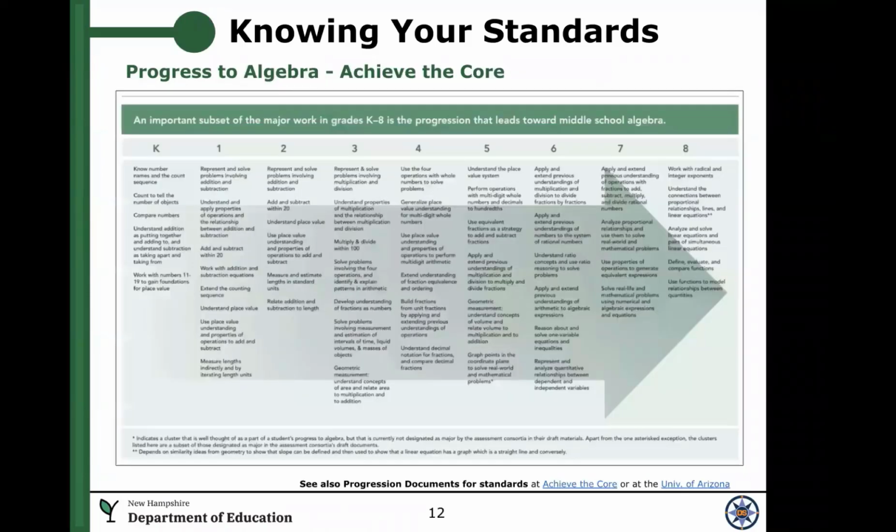For each one of these, there's also a progression on the second page. So you can see from K to 8 what the progression of skills is. It's important to note that this is an algebra progression. We know as middle school teachers that algebra is the end game, right? We want all our kids ready for algebra so that when they get into high school, they are able to enter with the skills that they need. That does not mean that geometry progressions or any other types of progressions aren't also good to look at. This just happens to be an algebra progression.